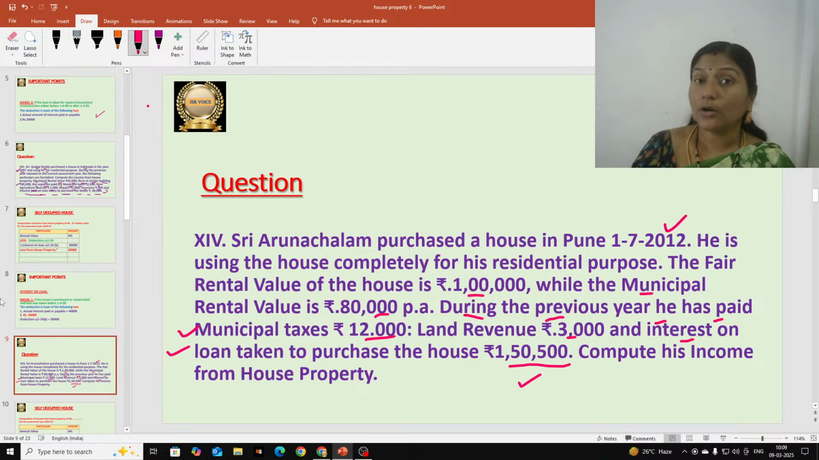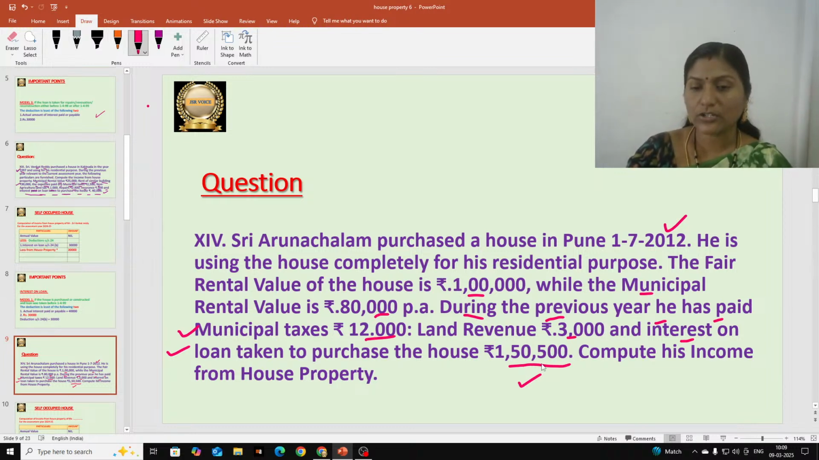Okay, so 2012, it is actually after 1-4-99. So that date is important, 1-4-99, whether he took loan before 1-4-99 or after 1-4-99. He took the loan after 1-4-99. Okay, so we should apply model 2. If it is before 1-4-99, we should apply model 1. If he has taken loan after 1-4-99, we should apply model 2. Okay, so model 2 we are going to take here.